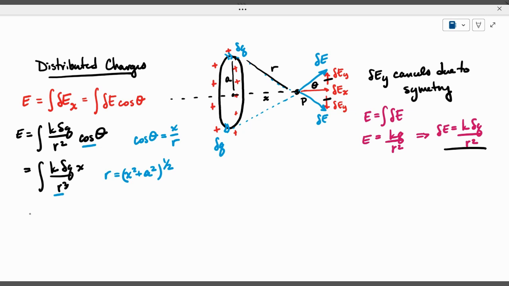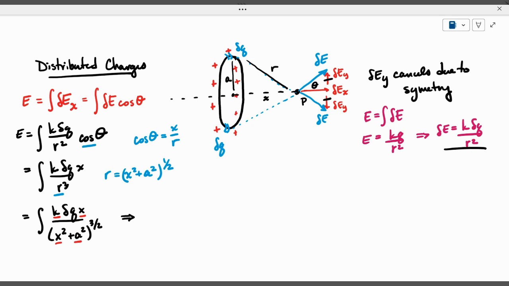When I do that, I get k dq times x over the quantity x squared plus a squared to the 3/2, because it's to the 1/2 and then I cube it, so I get to the 3/2. So now I'm kind of good to go here, because all I got to do is pull out my constants. So what are my constants? k is a constant, x is a constant, and a is a constant. So I get to pull all that stuff out.